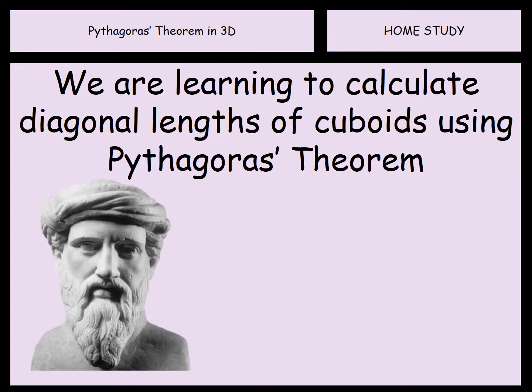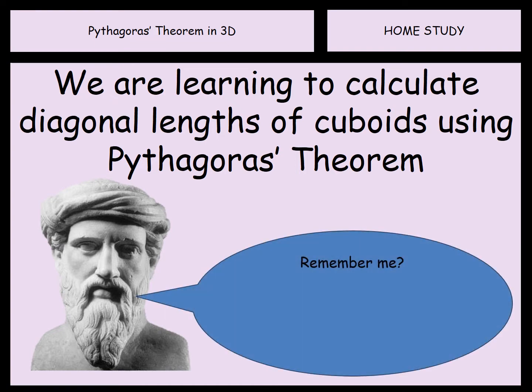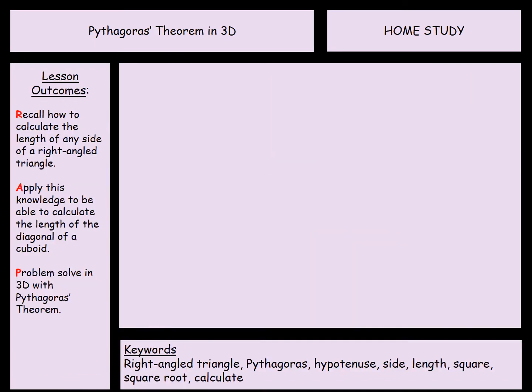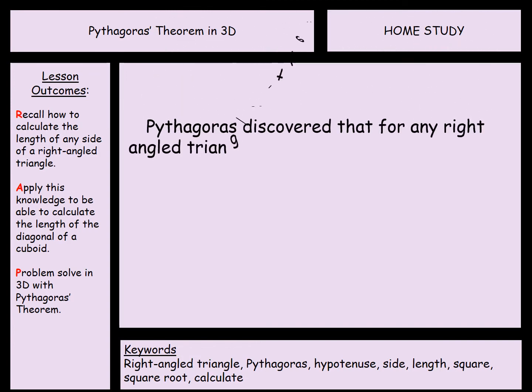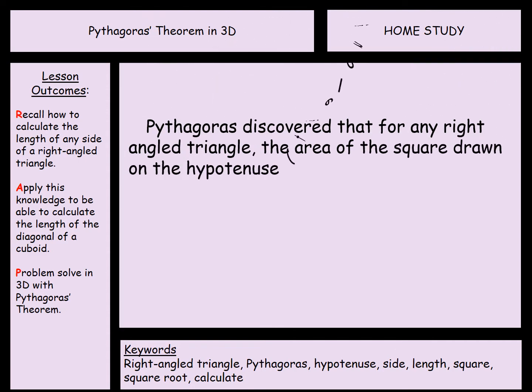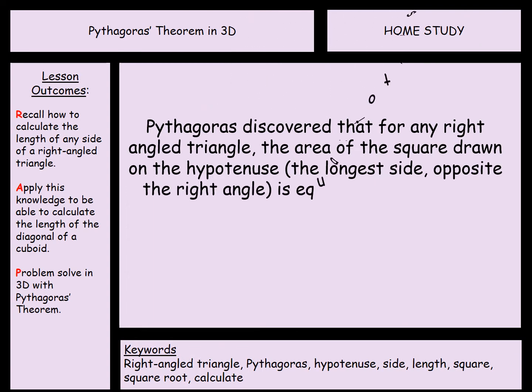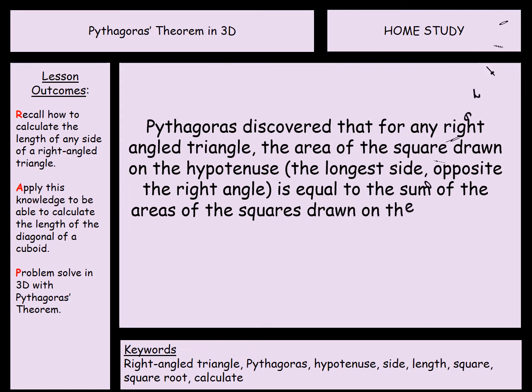You'll remember Pythagoras from when we've done it in class before. He came about with this idea about right-angled triangles. And one of the main things that we remember is that he discovered that for any right-angled triangle, the area of the square drawn on the hypotenuse, the longest side opposite the right angle, is equal to the sum of the areas of the squares drawn on the other two sides.